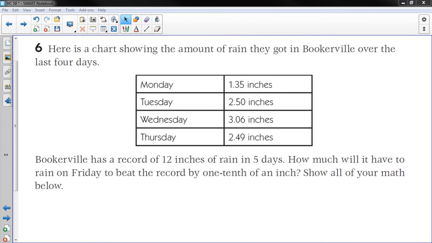So there's the information in a table. Bookerville has a record of 12 inches of rain in 5 days. How much will it have to rain on Friday to beat the record by 1/10 of an inch? Show all your math below.